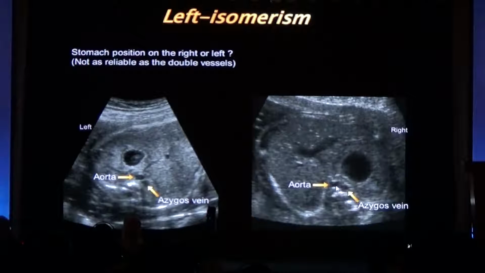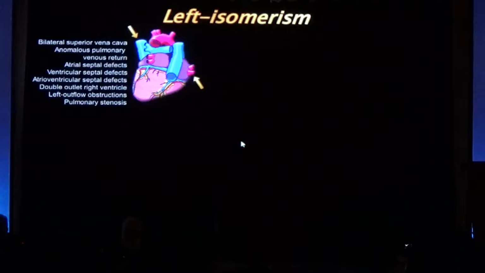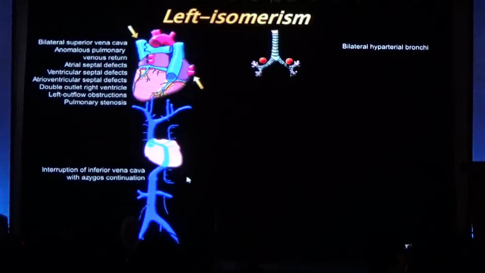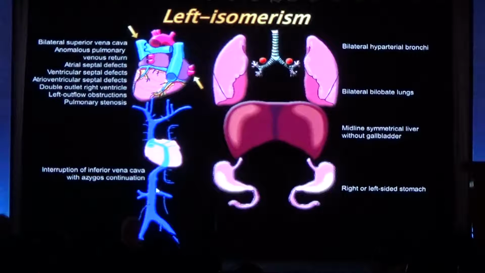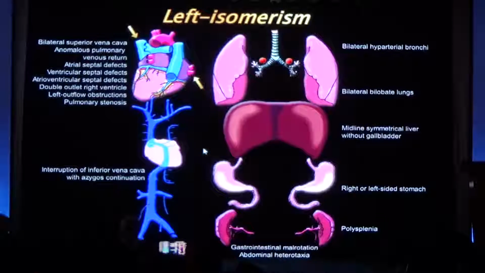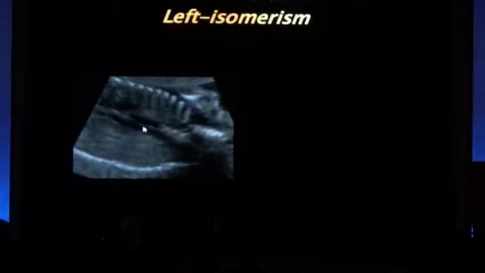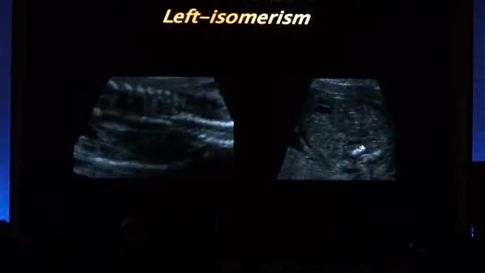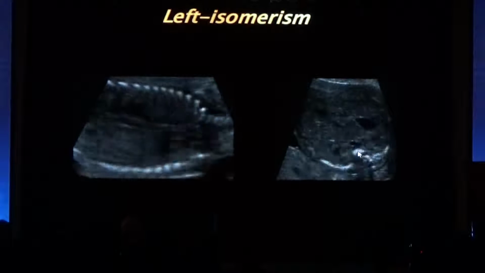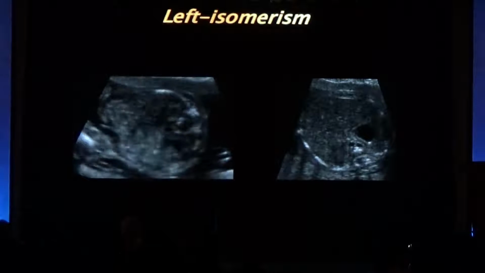So here we have aorta and azygous vein next to each other. Baby can have polysplenia, but this is hard to see with ultrasound. And these are the important findings in left isomerism. IVC interruption is really the one you want to be looking at. And then let me finish by showing you some clips. Here we have the two vessels in the chest and the two vessels side by side next to the spine. Very typical of IVC interruption.